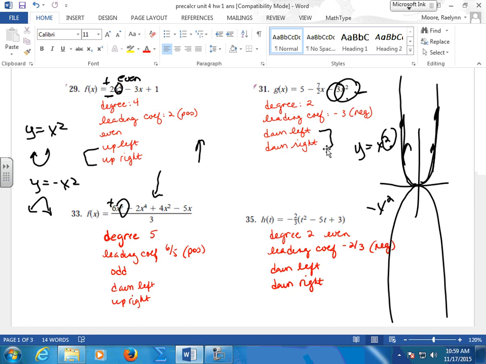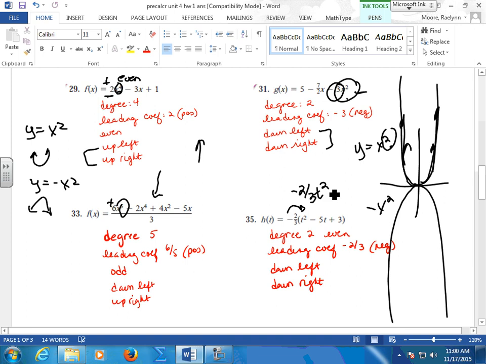This guy, be careful of this guy. You have to distribute this. So your leading coefficient is now negative. Your negative coefficient, it's an even, so where are your ends behaving? Down. Left and right will both be going down. It's still a parabola. It's a parabola with a reflection and a little bit of a shrink to it. So it's a little bit wider.